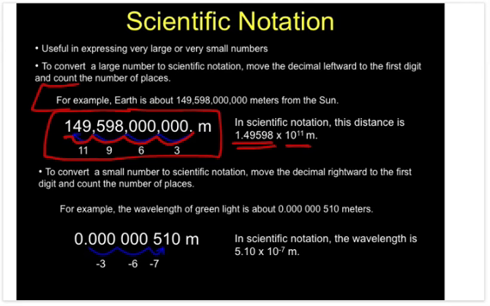Just the opposite action if we're talking about really small numbers. Again, here we have the wavelength of green light in meters. Notice a very small number, lots of zeros. So what we do is we move that decimal the opposite direction, 1, 2, 3, 4, 5, 6, 7 places. So now we moved it backwards. So we moved it at -7. So in scientific notation, the wavelength is 5.10 times 10 to the -7th.